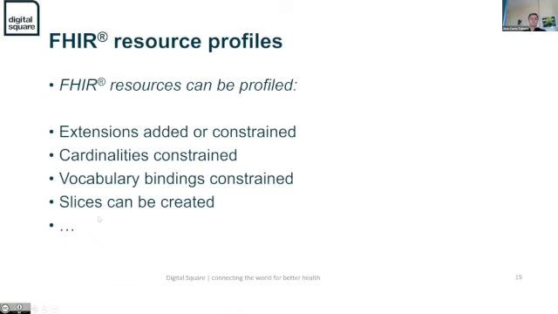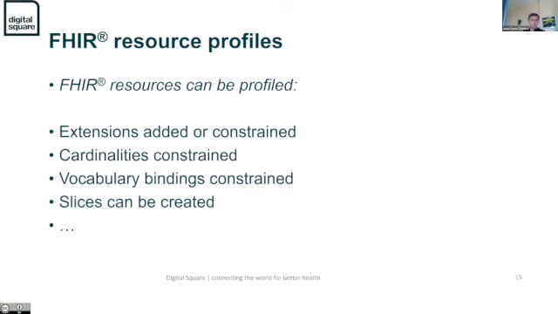So the FHIR resource profiles, as I was just mentioning, we can add extensions, we can constrain the resources, we can change the cardinalities, we can change the vocabulary bindings, we can change the value sets, and we can create slices, and there's a few more things that we can do. But today we will focus on these: adding extensions, constraining the data elements, constraining the cardinality. So if we accept a person to have many given names, for example, we can say we don't want many given names, we just want one given name. We can do that in FHIR.